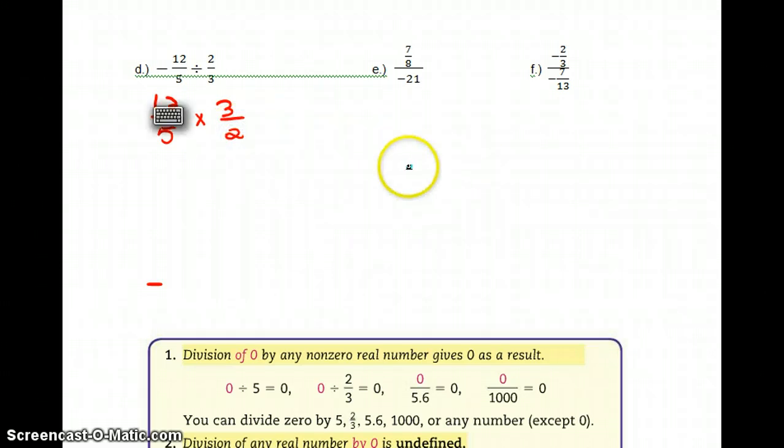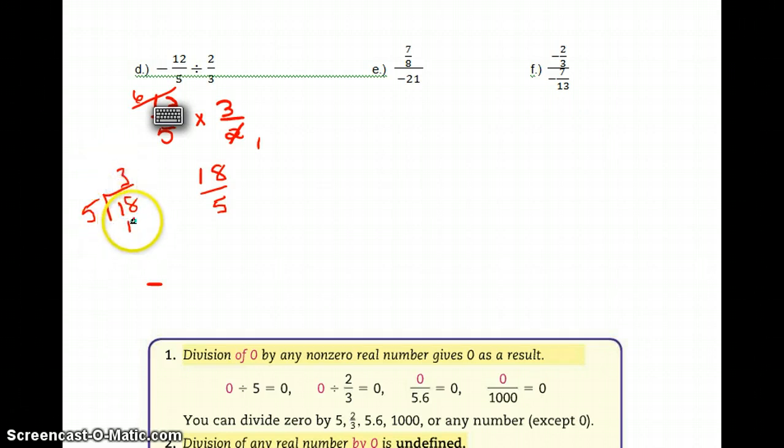We're going to check to see if anything will cross cancel. My 2 will become a 1, and my 12 will become a 6. Let's just do that. And then we can straight multiply. We should end up with 18/5. Whenever we convert that into a mixed number, 5 will go into 18 3 times, and we will have a remainder of 3. So our answer will be negative 3 and 3/5.